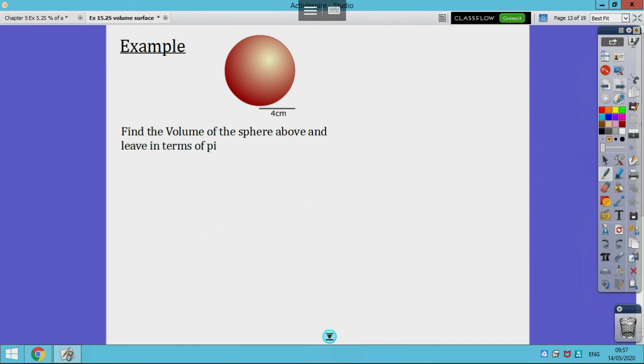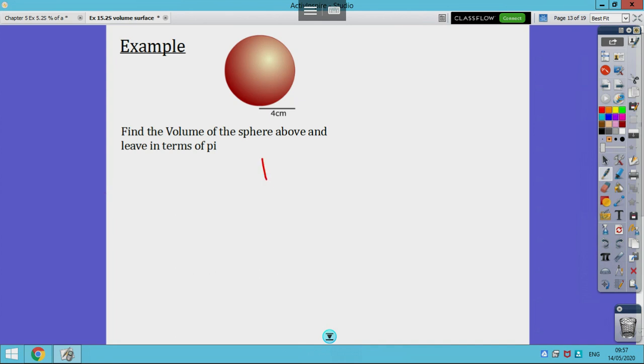All right. So for those of you that are artsy, you can give drawing the sphere a go. I won't, I'm sticking to my copy and pasting, okay? So find the volume of the sphere above and leave in terms of pi. Now this would therefore be a non-calculated question because you're asked to leave it in terms of pi.